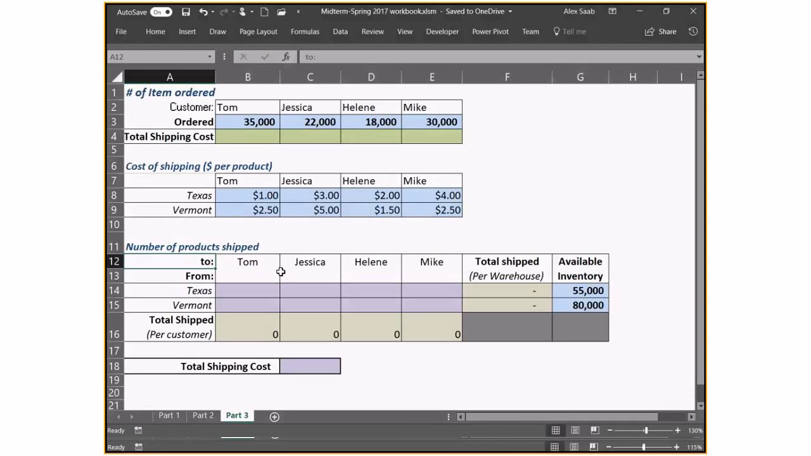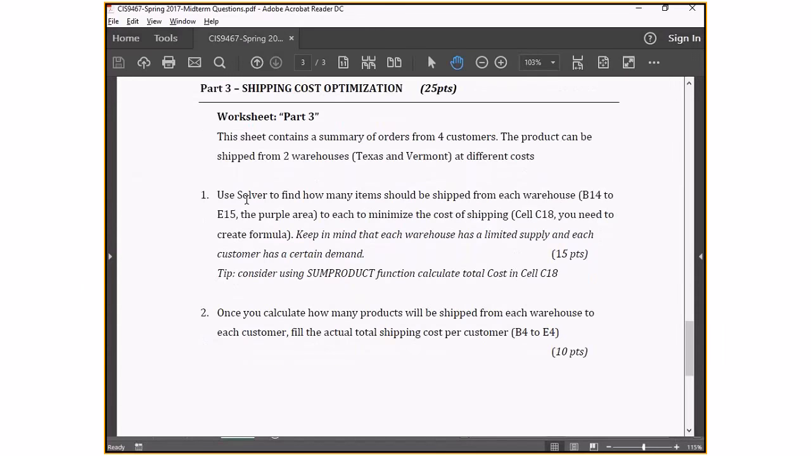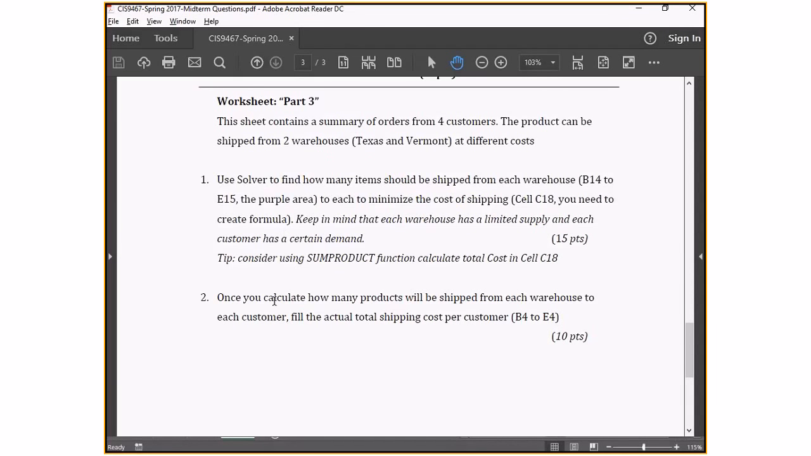So this is one solver problem. How much is that for? It's only 25, I think. You have 15 points once you calculate, if you fill the actual total shipping cost per customer. So actually, if you just put the formulas, 10 points, so the tricky part is only 15 points. And a lot of students actually got partial credit for that.